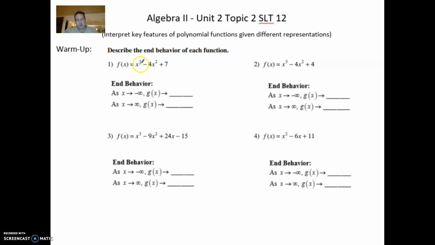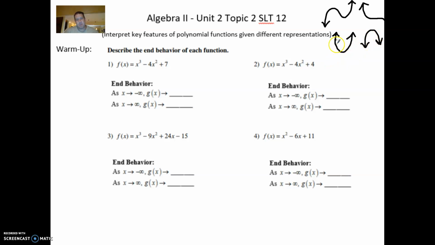If it's an odd degree, meaning that the largest exponent is an odd number, then you know the function is going to have two ends where one's going up and one's going down. Now, it might be the opposite. It might be going like this, where the left side's going up and the right side's going down. And if you have an even degree, meaning that the highest degree is an even number, then you're either going to have both arrows pointing up or both arrows pointing down.